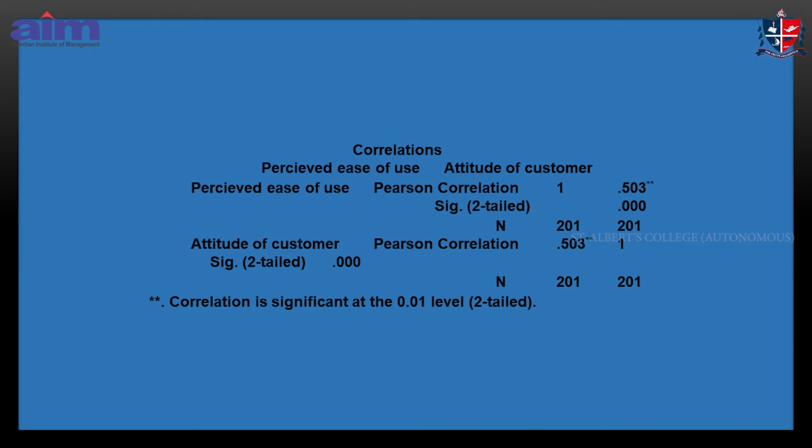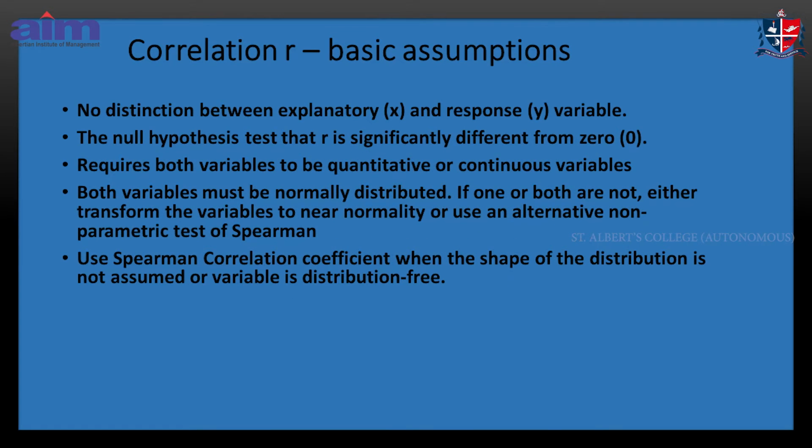The second one is you have to find out the R value. Here the R value is 0.503. That means it is a moderate correlation. That is, any value between say 0.7 and 0.5 is a kind of moderate value. We'll see the interpretation. And there are certain assumptions also.